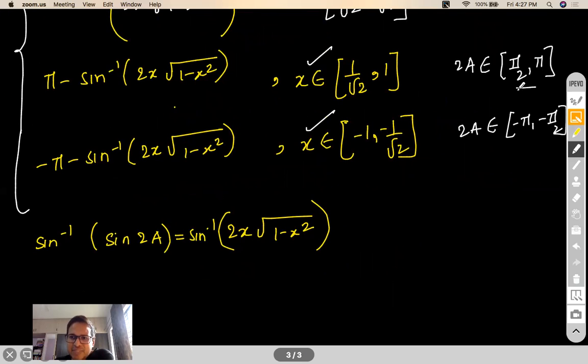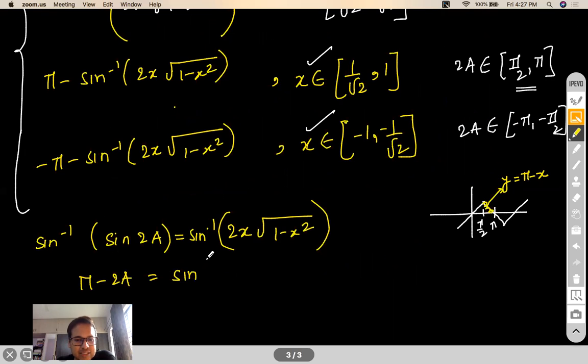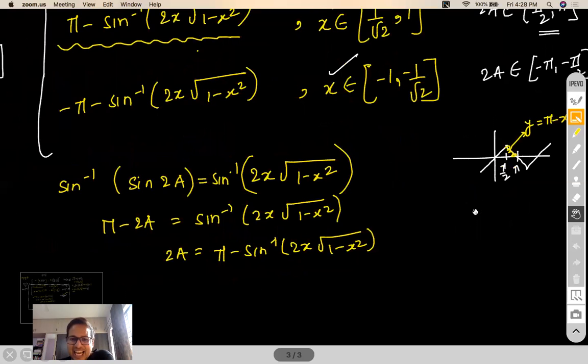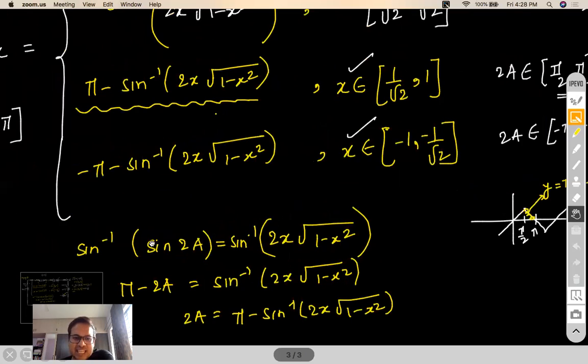So when your 2a is between pi by 2 to pi, let me recall the graph. From pi by 2 to pi, you are basically following this part of the line. This part of the line equation is y is equal to pi minus x. So this answer will be pi minus 2a is equal to sine inverse this. Right? If you make 2a the subject of the formula, it becomes pi minus sine inverse 2x under root 1 minus x square. That's what Kshitij told over here. All of you can see here. Got it? Okay. Everything is basically coming from this step only. The left-hand side answer is varying depending upon your interval of 2a.